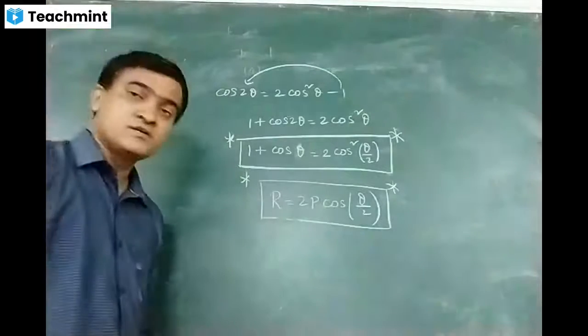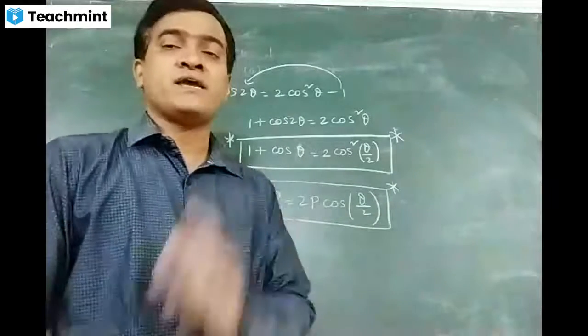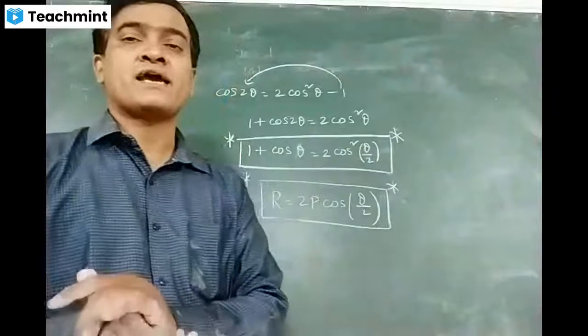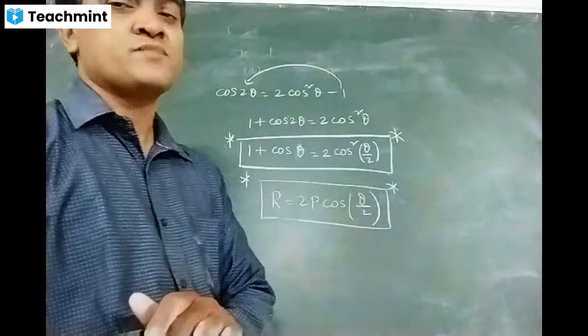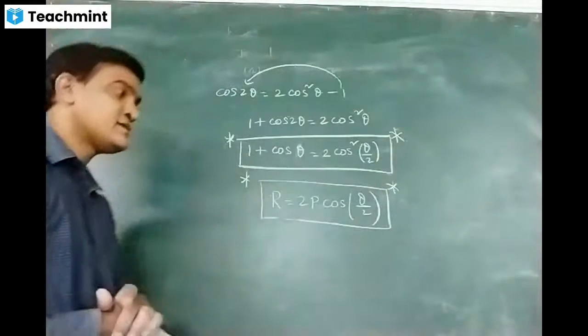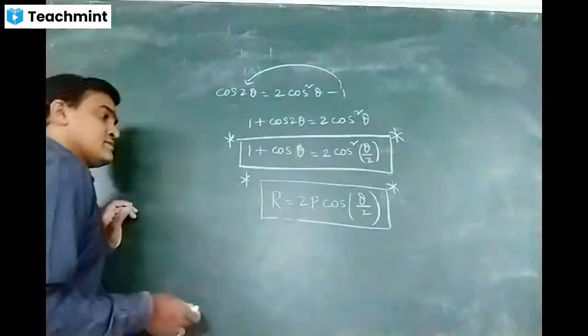I repeat the question. Two vectors of same magnitude P make an angle 60 degrees with each other. Find the magnitude of resultant. Root 3p, sir.